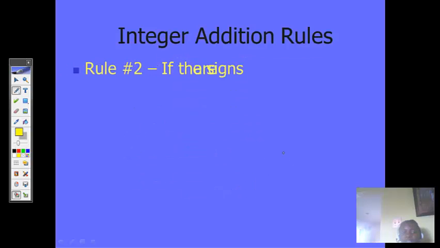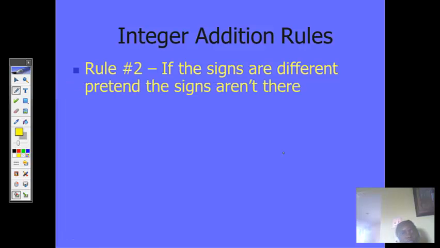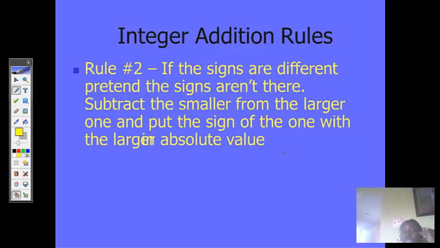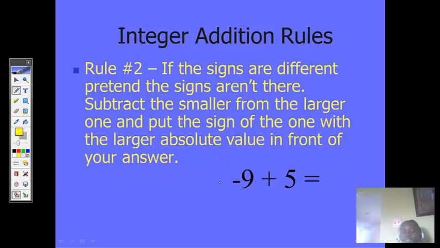Now, the second rule for adding integers. If the signs are different, we pretend that the signs are not there. Once again, that is only if the signs are different. In the beginning, we pretend that they're not even there. We subtract the smaller from the larger number, same way as we subtract, and then we keep the sign of the absolute value of the larger number in our answer. So let's take a look at an example.